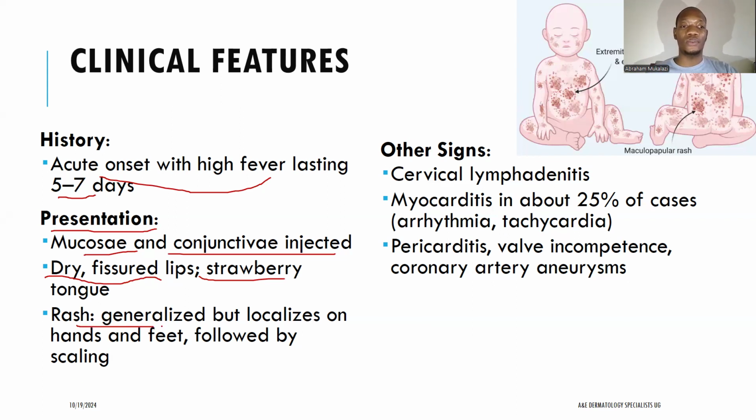Then the other feature that we usually look for is the rash that most of the time is generalized but localizes on the hands and feet, followed by scaling, and most of them can also get edema of the hands and feet. Other signs that we usually look out for, you look for cervical lymphadenitis or lymphadenopathy, and in this case you see palpable regional cervical lymph nodes, and then you start to suspect Kawasaki. Myocarditis is also seen in about 25% of the cases, and this will have arrhythmias and then tachycardia. You can also get pericarditis with valvular incompetence, as well as coronary artery aneurysms.